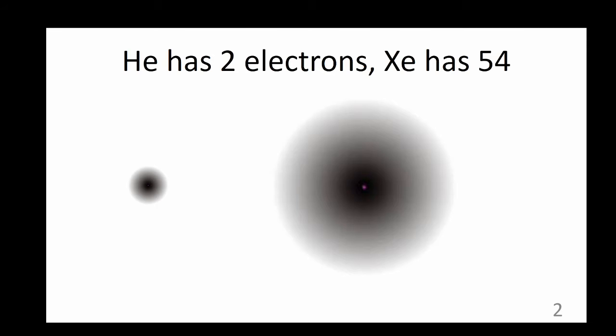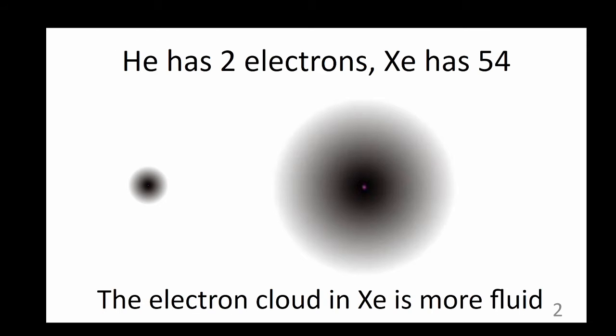Let's begin by comparing helium and xenon. Both of these elements are noble gases. However, helium has 2 electrons, while xenon has 54. Remember that London dispersion forces are caused by fluctuations in the atom's electron density. We can use each atom's van der Waals radii to look at these fluctuations.